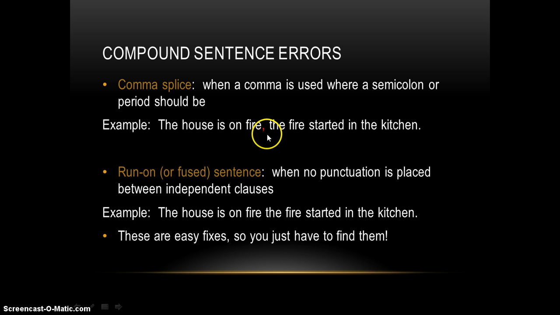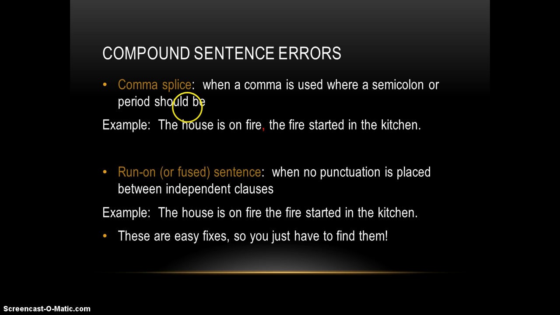So in this example, the house is on fire, comma, the fire started in the kitchen. You could fix this by changing it to a period and capitalizing the "the." Then it would just say the house is on fire. The fire started in the kitchen. I wouldn't recommend having choppy sentences like that, but at least it's grammatical. Or you can replace the comma here with a semicolon. You can even add a conjunctive adverb. You could also add in a conjunction. I mean, there's so many ways to fix these things. The issue is that you just need to find them.